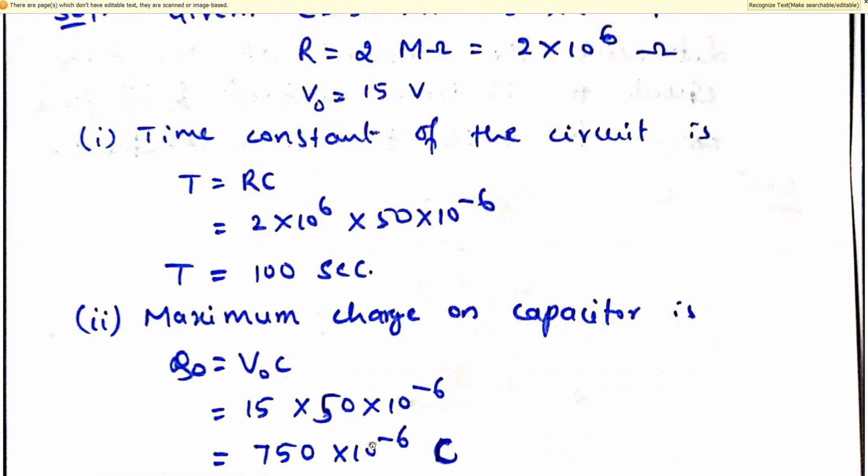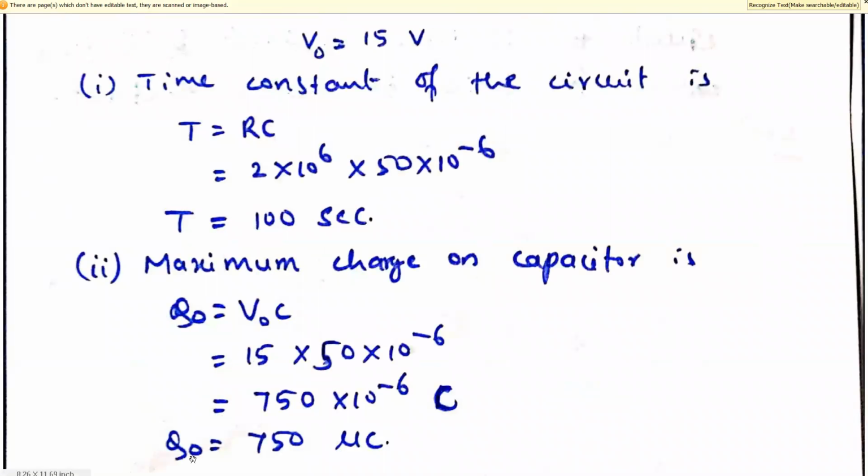So 10 to the power minus 6 means micro. So I can express the maximum charge Q naught as 750 microcoulomb. So the maximum charge on the capacitor is given by Q naught equal to V naught into C. Therefore, Q naught is equal to 750 microcoulomb. Coulomb is the unit of charge.